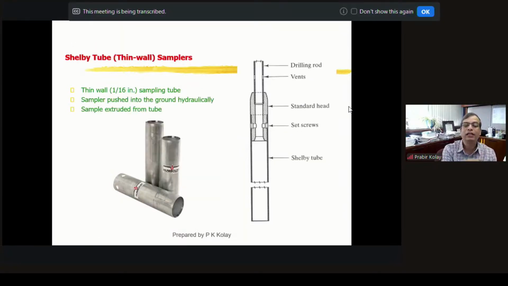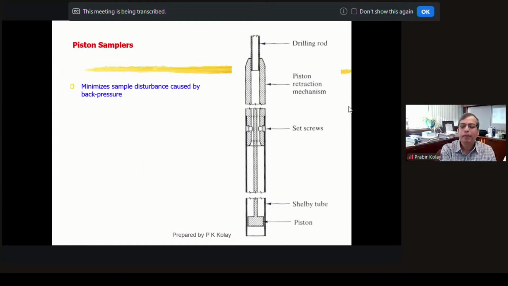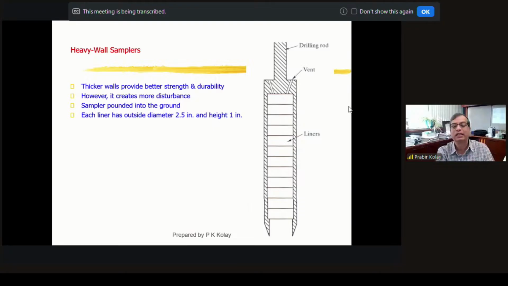Obviously, when you collect the soil sample, you need to keep it vertical, as you collected it in the vertical direction, and bring it to the lab. Okay. For the piston sampler, you see there is a piston in the Shelby tube sample. It is just like a syringe, it can hold the sample and minimize sample disturbance caused by back pressure, so it can hold the soil sample. With heavy walls, obviously, the sample will be disturbed. Okay.